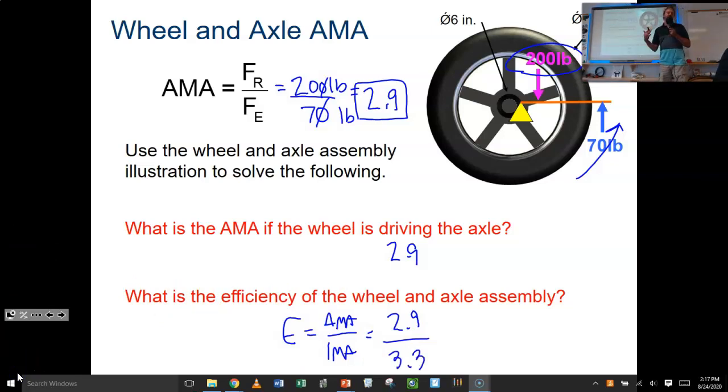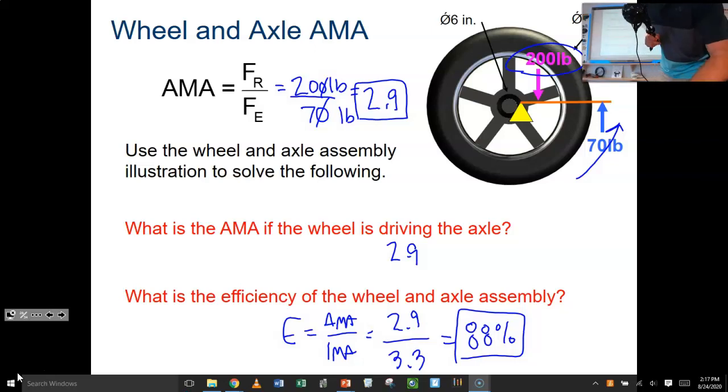Now remember, your efficiency can never be more than 100%. So if you try to guess which number to put in there, was it the 0.3 or the 3.3? You know it's got to be the 3.3 because it makes it less than 100%. So 2.9 divided by 3.3 turns out to be 88%, which isn't bad. There are far worse machines in this world. So that's 88% efficient if this is the case. On to our next one.